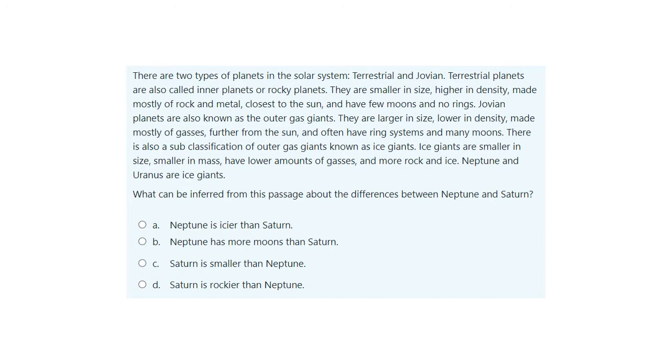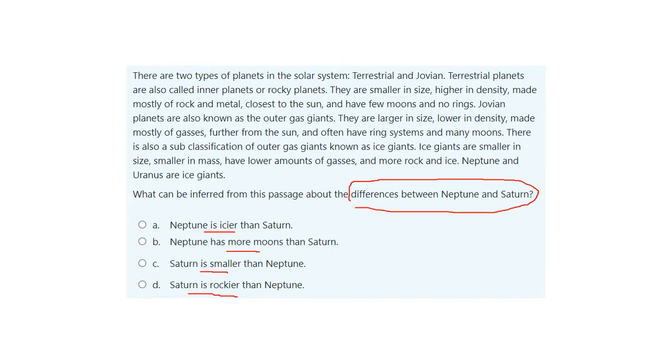What can be inferred from this passage about the differences between Neptune and Saturn? Neptune is icier than Saturn. Neptune has more moons than Saturn. Saturn is smaller than Neptune, or Saturn is rockier than Neptune.